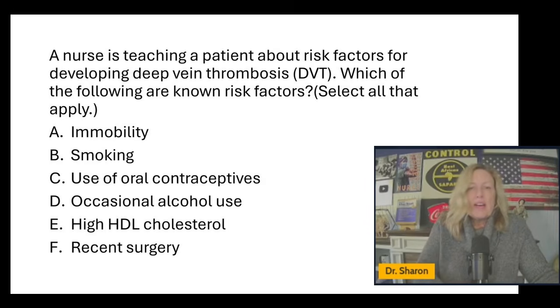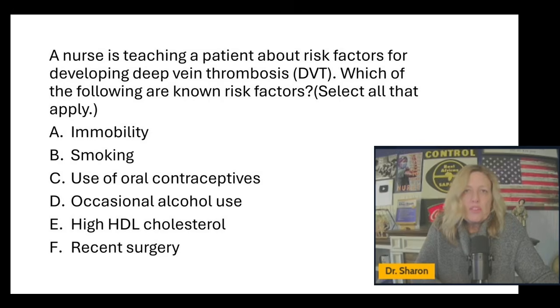All right. A nurse is teaching a patient about risk factors for developing deep vein thrombosis. Which of the following are known risk factors? Select all that apply. A DVT is when a clot forms in the deep veins. It usually is manifested by unilateral swelling. Sometimes there's redness and pain, but at the very least there's always swelling unilaterally. So what puts them at risk? Immobility, smoking, use of oral contraceptives, occasional alcohol use, high HDL, or recent surgery.